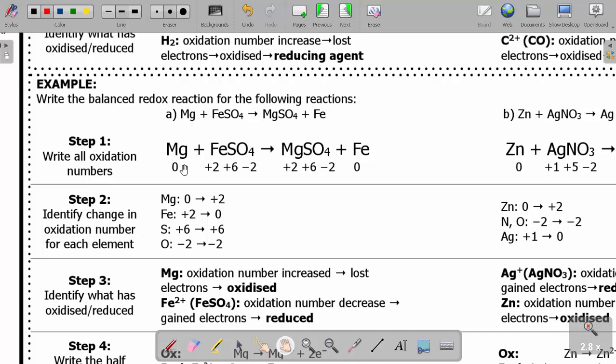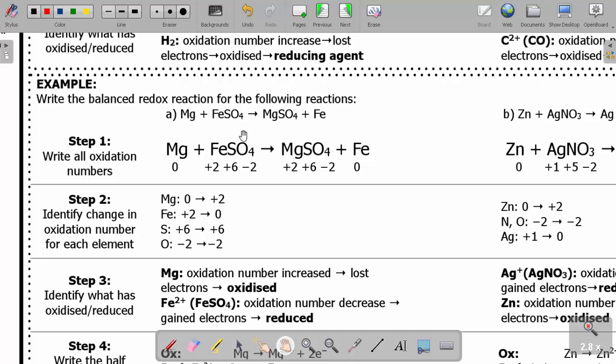Okay, now I'm going to first identify my oxidation states here. Magnesium, it is 0. What about iron sulfate? It is +2 for the iron, sulfur +6, then oxygen -2. What about magnesium sulfate? It is +2 for Mg, then +6 for sulfur, and then -2 for oxygen. What about iron? It is 0.